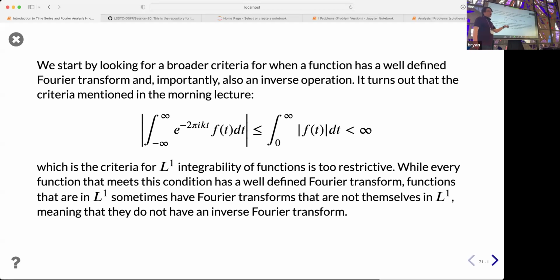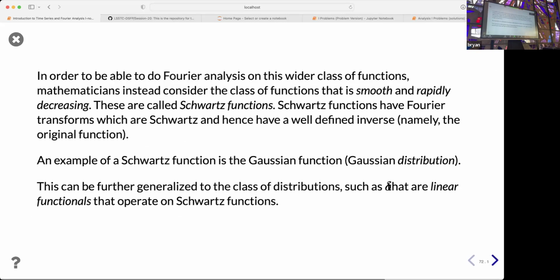It turns out that we can generalize to capture all of the L1 functions, as well as all of these functions that don't have a well-posed inverse, by generalizing to a class of smooth and rapidly decreasing functions. If a function is smooth and rapidly decreasing, it's not necessarily L1, but it has a well-defined Fourier transform and it has a well-defined inverse. And so we've replaced our L1 criterion with this one. The bit of jargon in the math literature is that these are called Schwartz functions. So a Gaussian is an example of a Schwartz function.